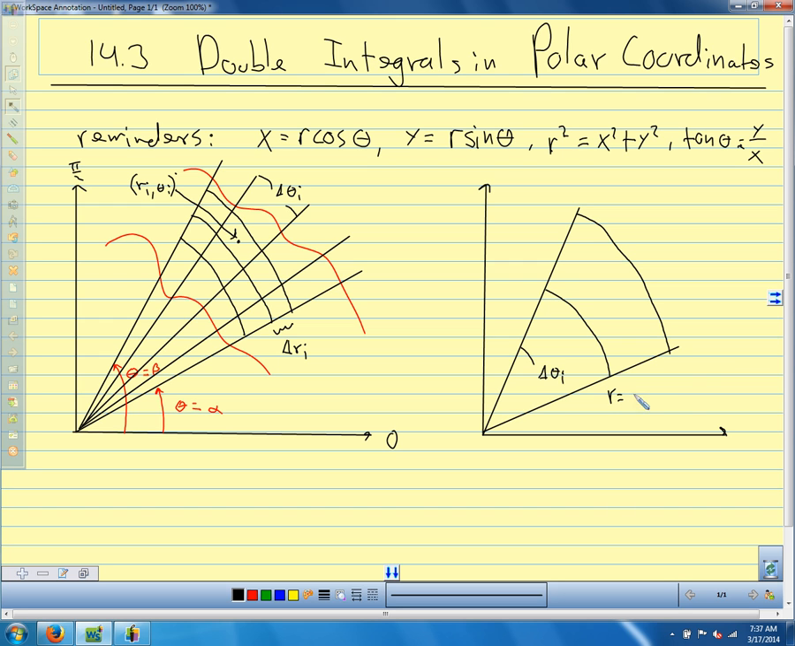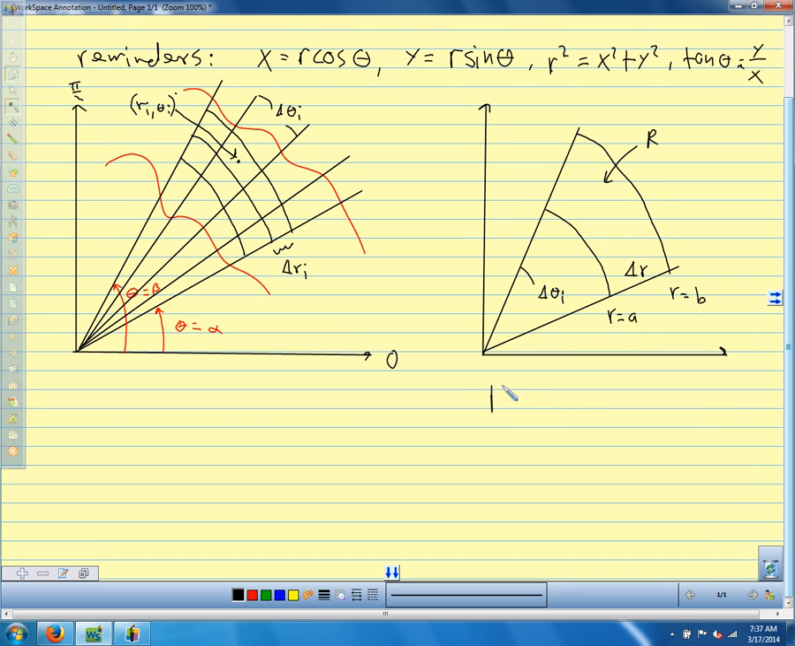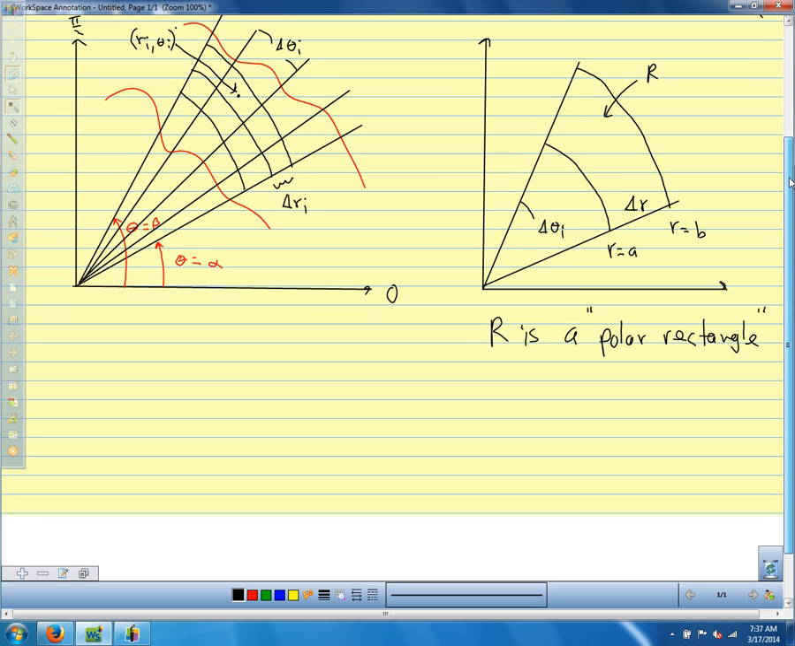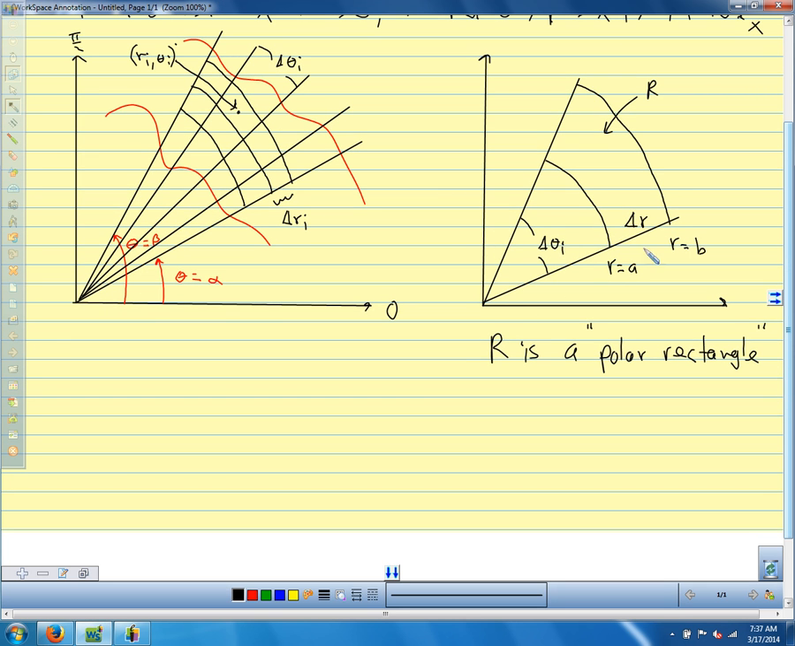And we're going to say this is r equals a and r equals b, and the length here is delta r. And so our region is what we call our polar rectangle. And do we remember what is the area of a circular sector? How do we find the area of a circular sector? Do we remember that expression? Okay. So we're talking about the area of a sector. We mean like this wedge shape here.